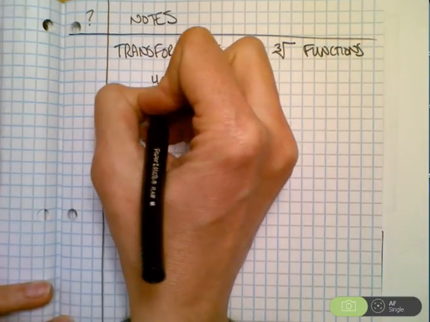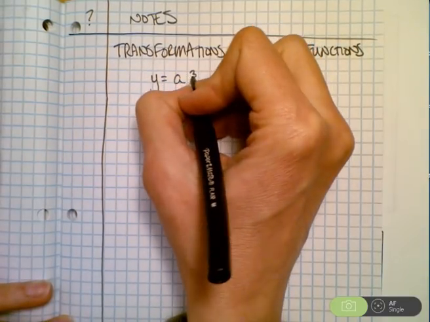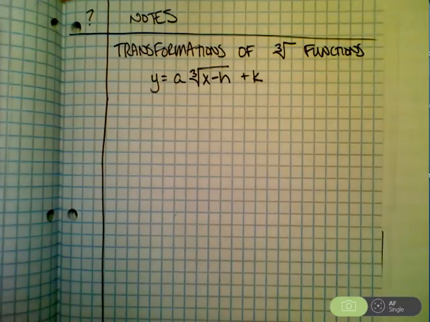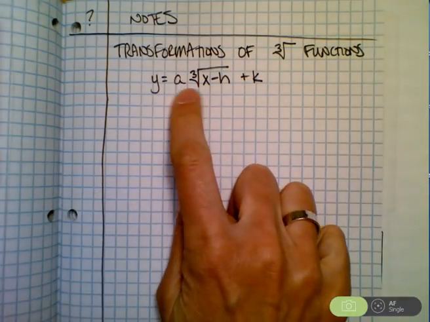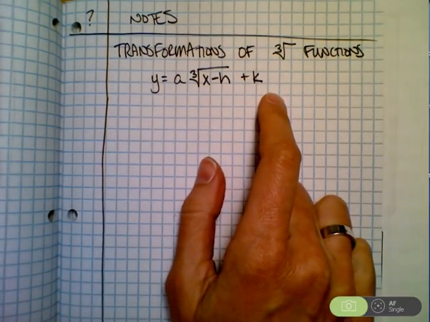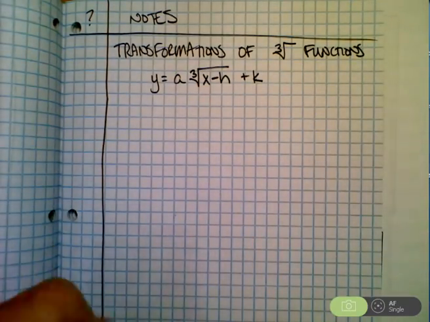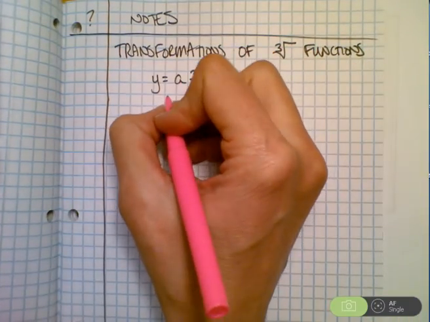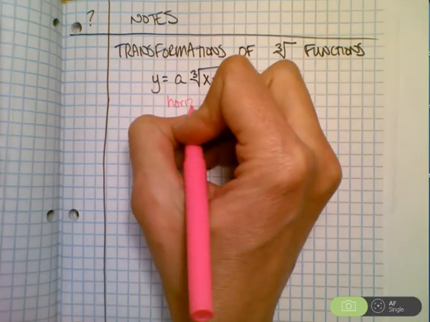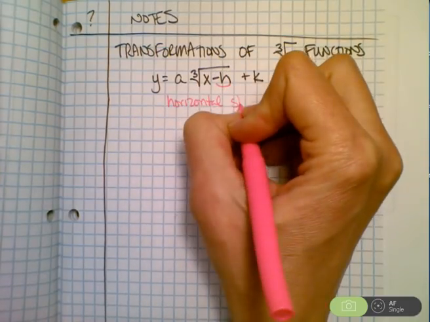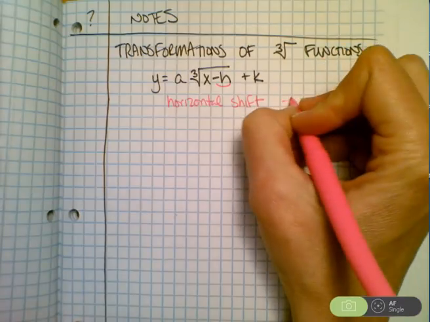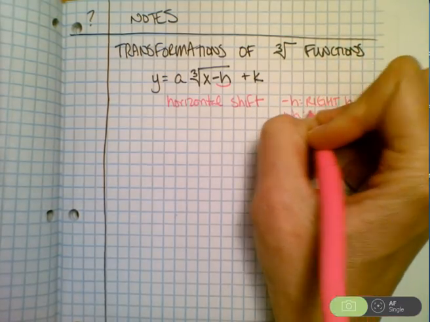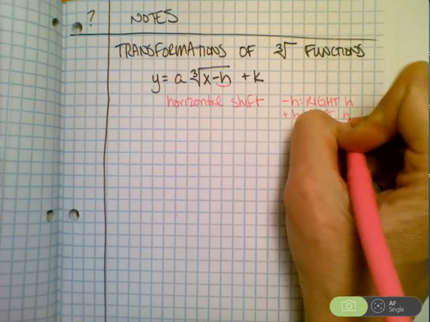Again, we start with y, our general form. This time we have a cube root instead of a square root. And I'll let you in on a little secret. X, h, and k do the exact same things to the functions. The difference is we start with a different parent function. So h is a horizontal shift. Minus h means it goes right. Plus h means it goes left.